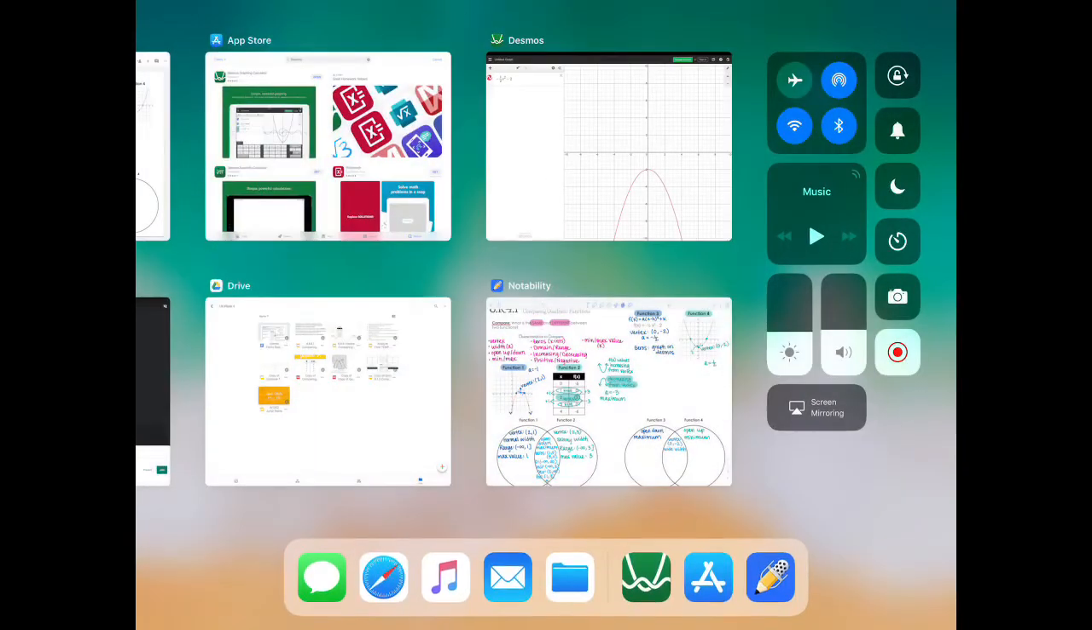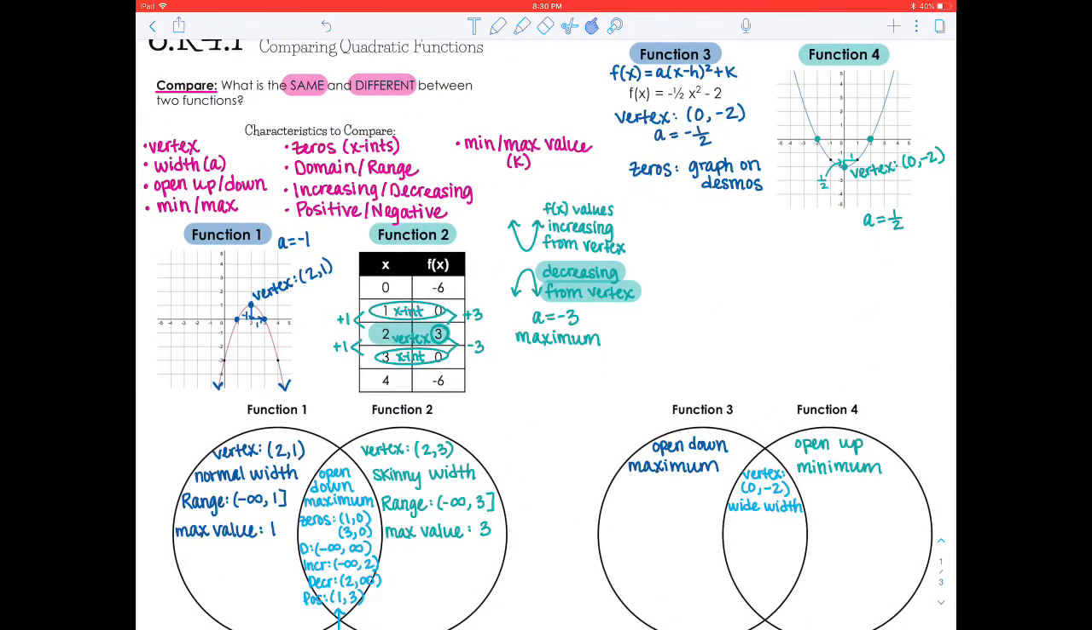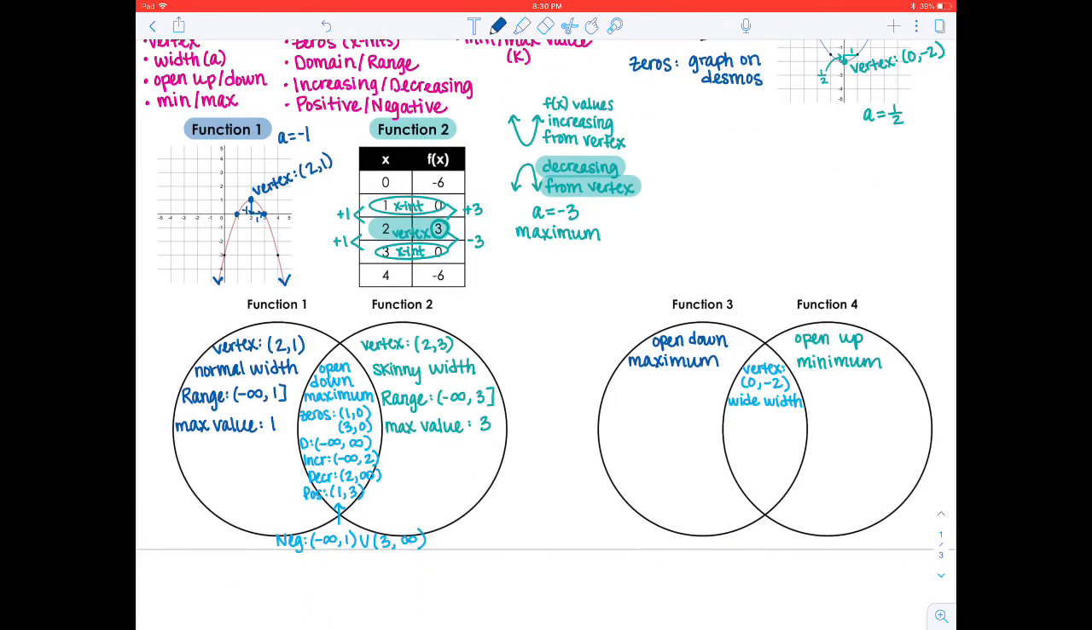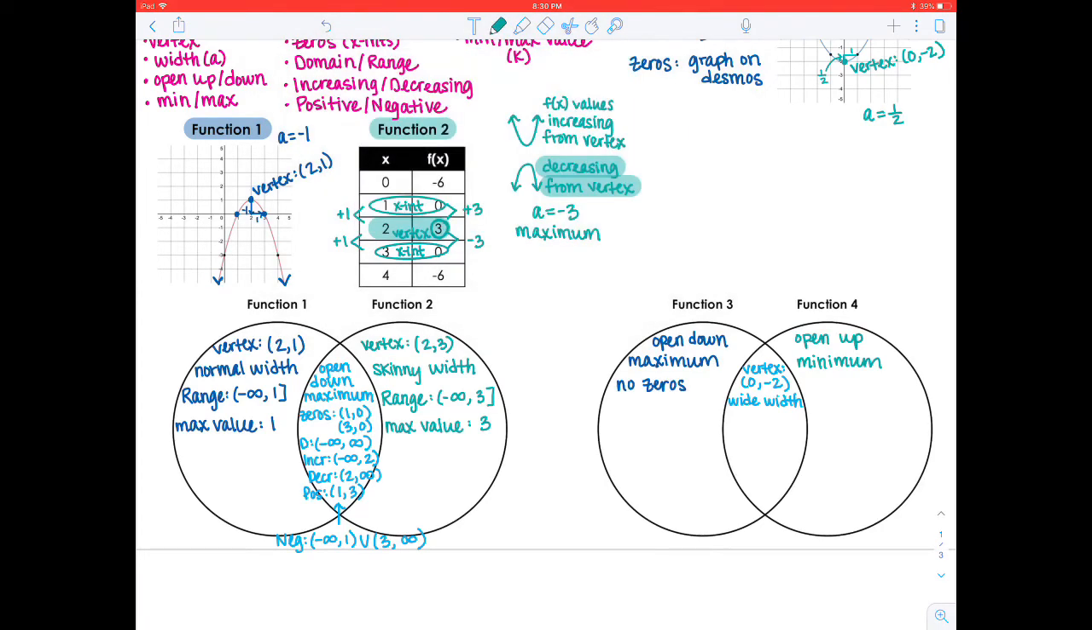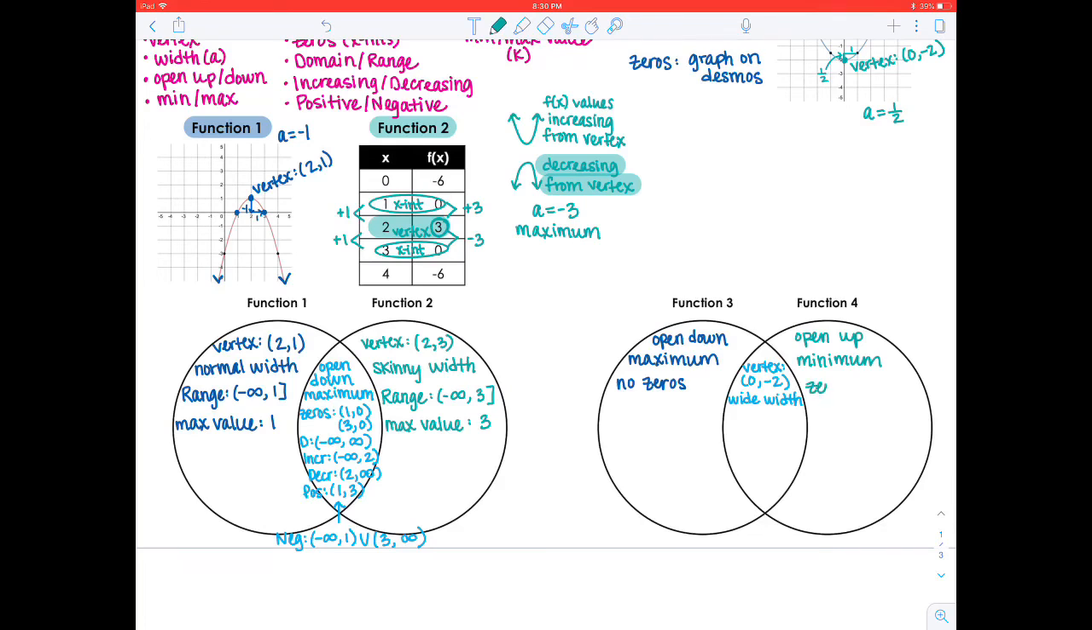So that is different than this graph. Function 4 crosses the x-axis twice. So we know that they are different when it comes to their zeros. So we can put that next. Function 3 has no zeros, while function 4 had 2 of them, and let's be specific and list them. (-2, 0) and (2, 0).